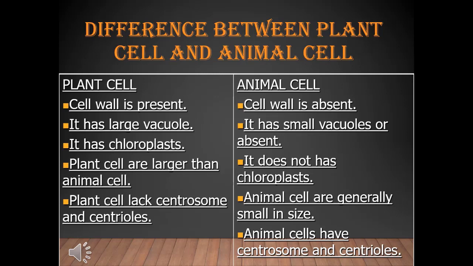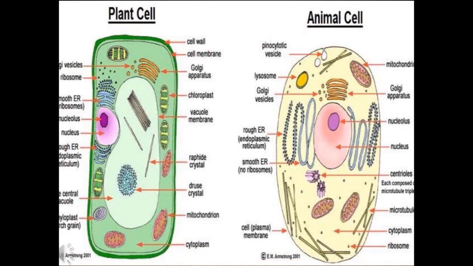Plant cells are larger than animal cells. Animal cells are generally small in size. Plant cells lack centrosome and centrioles. Animal cells have centrosome and centrioles. Structure of plant cell and animal cell.